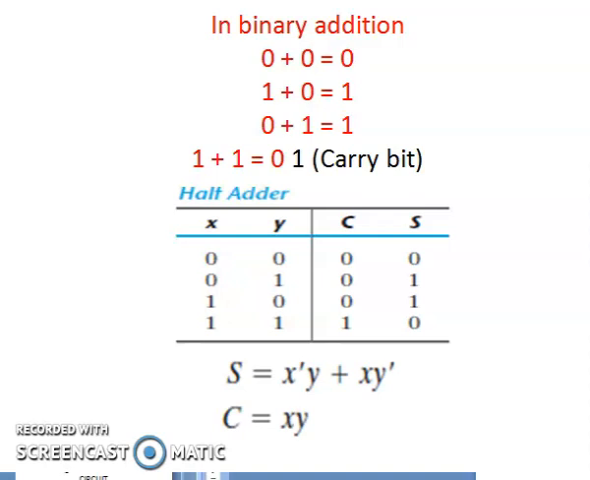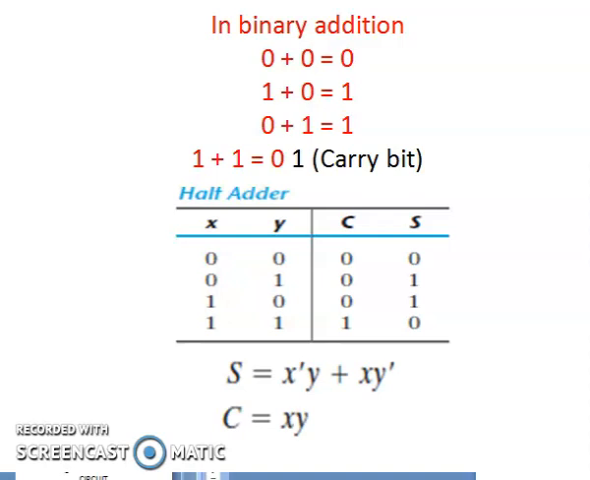Now, to design a half adder, we need to follow the design procedure. So, the first step says that from the specifications, we need to identify the inputs and the outputs. Half adder is a combinational circuit which is used to add two binary digits and produces sum and carry as the output. So, we have two inputs and two outputs.